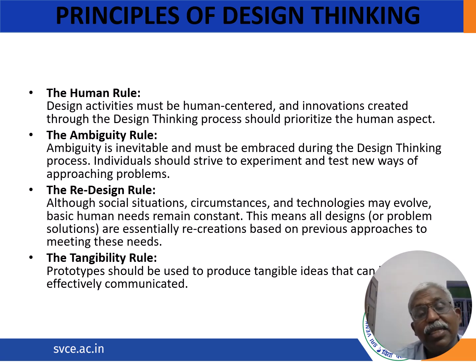Again, the rule says that ambiguity is inevitable and must be embraced during the design thinking process. By means of experiment and test, we find new ways of approaching the problem. At present, while doing this work, we have a problem. In human design thinking, we have a problem. We cannot avoid that. Based on that, we will reduce it.